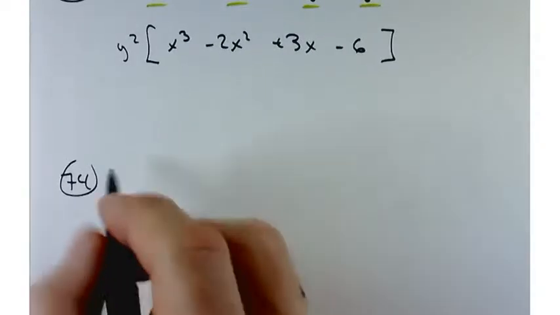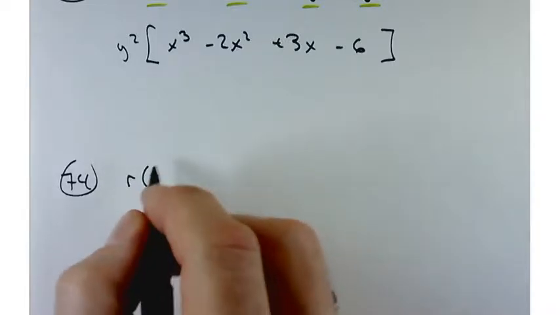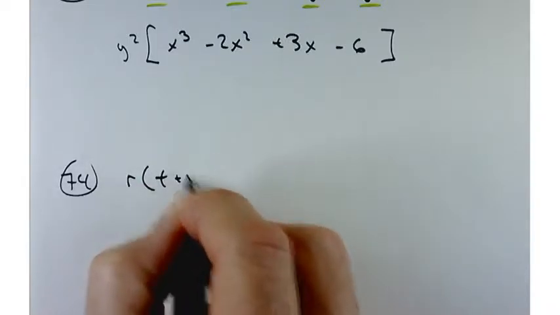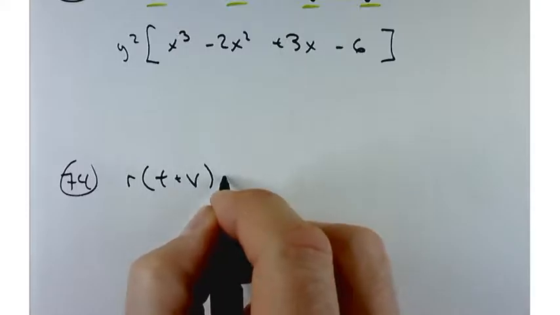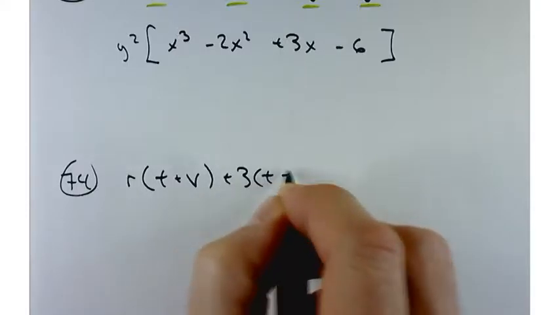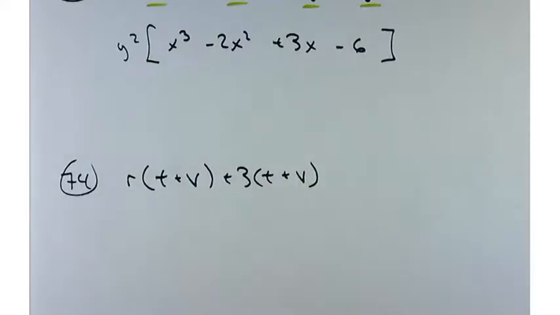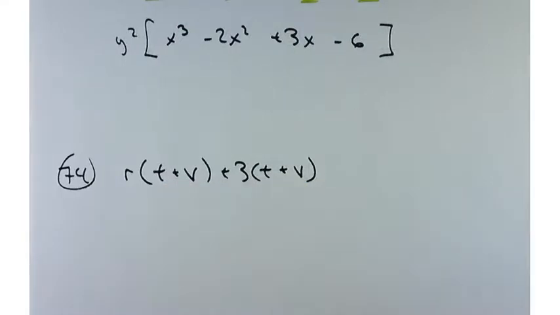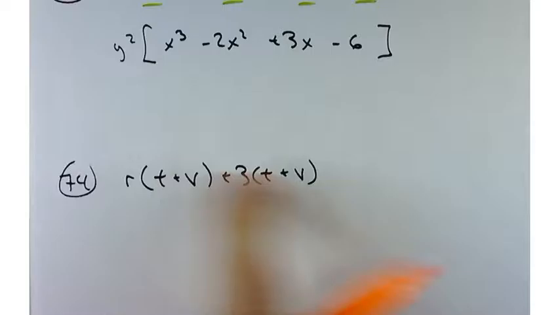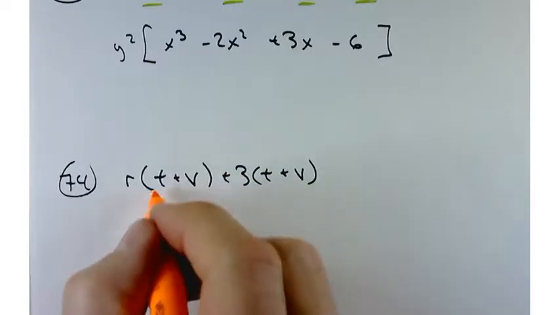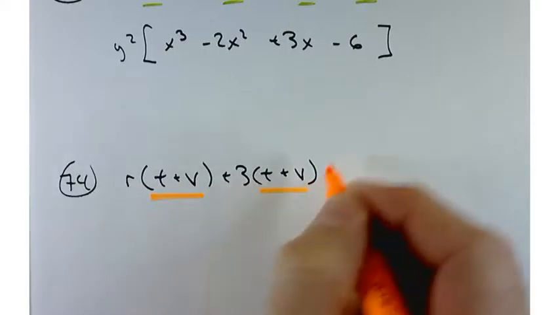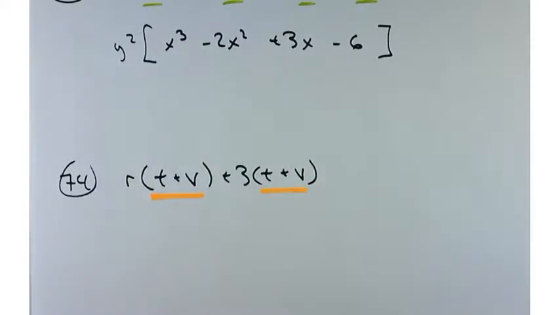And that's problem number 74. R times t plus v plus 3 times t plus v. Okay. So let's see here. Is there anything common to both of these terms? Yeah, t plus v. So t plus v is common to both of those terms.